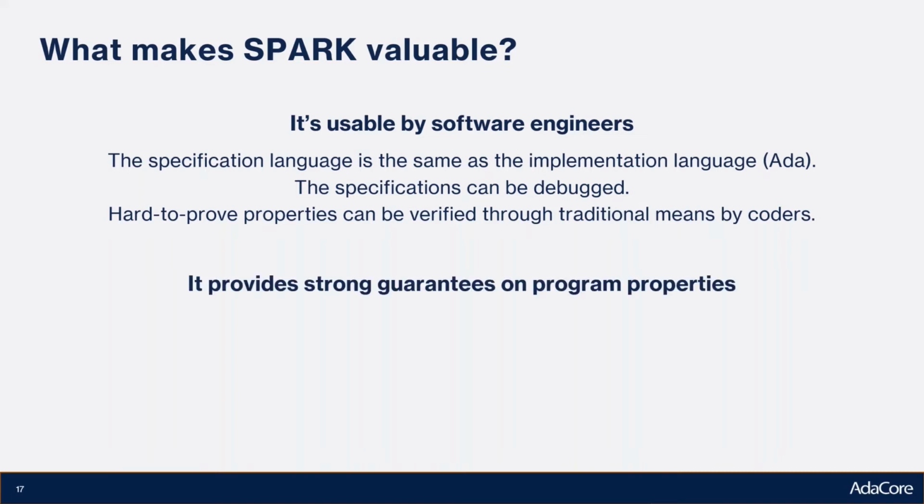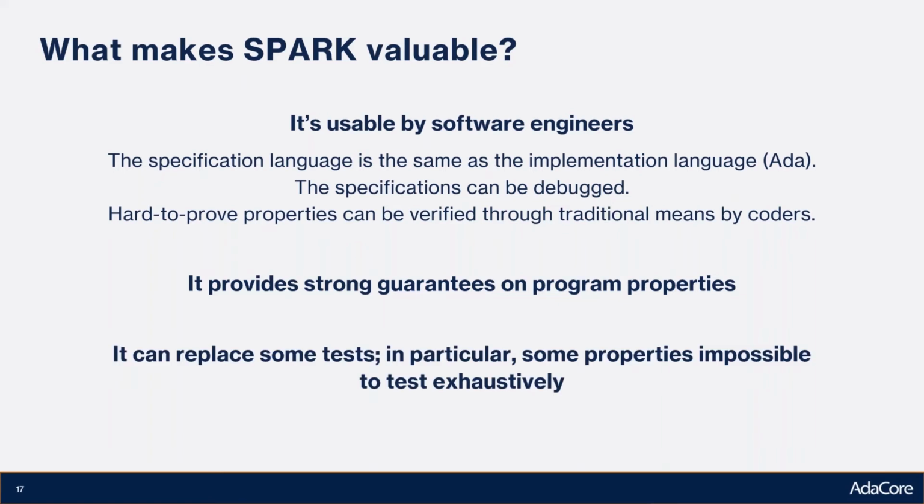Spark provides some very, very strong guarantees of program properties, and it's possible to eliminate some kinds of testing and use formal proof instead. We have industrial customers doing just that. There are some things that are just impossible to test exhaustively, but which are possible to reason about logically. Testing cannot prove the absence of bugs. It can only prove the existence of a bug. With logical reasoning, you can have some very strong guarantees with lots of confidence.